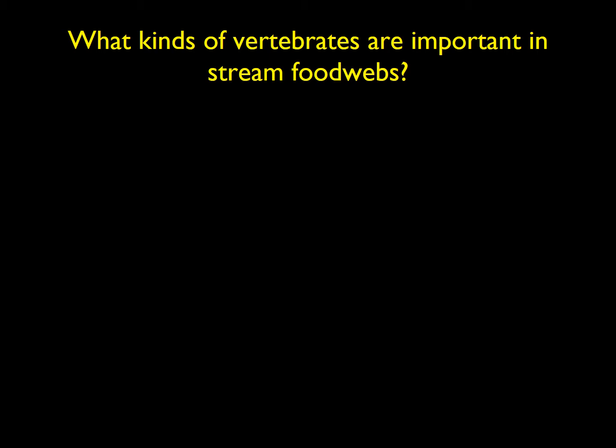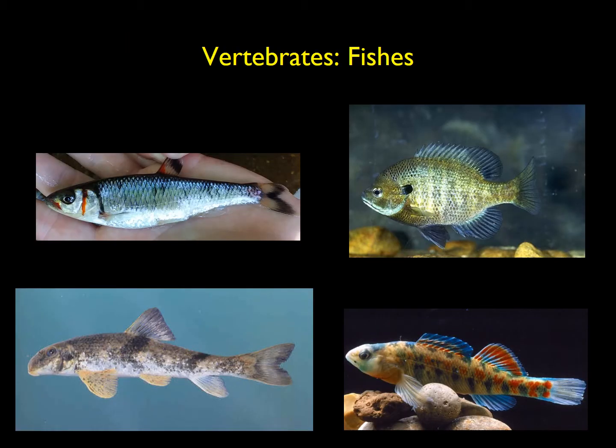So we're talking about a little bigger critters today, about vertebrates. And so I asked what kind of vertebrates are important in stream food webs, and you probably could have thought of several different types. But of course, we'll start with the most diverse aquatic vertebrates, which of course are fish, and a few different types that we've seen.